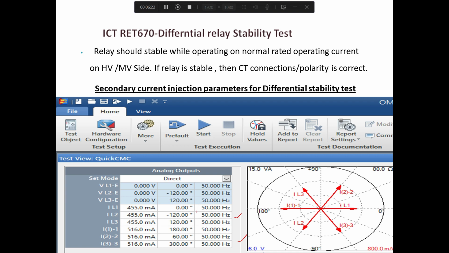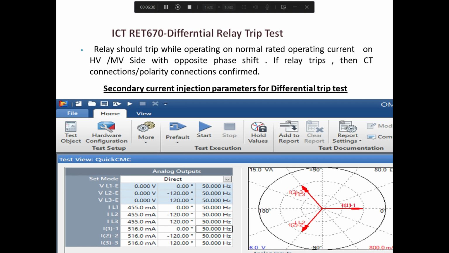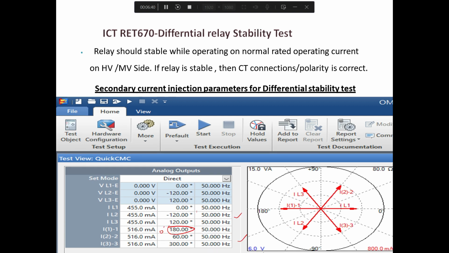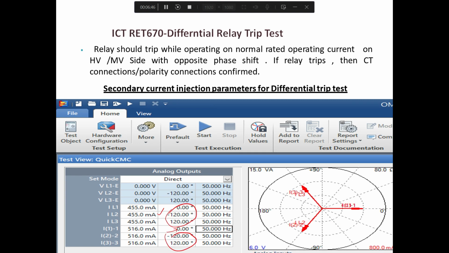Now, just reverse the connection of any one side. For that matter, suppose I am reversing this from 180 degree to 0 degree. So in next slide, you can see here. Now this is 0 degree, and similarly this will be now minus 120 plus 120, and this is the HV side winding. This I have not reversed, so HV side is exactly the same.